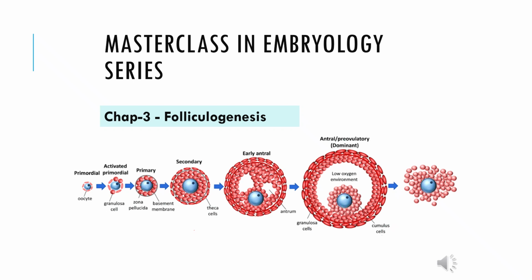Today we'll be covering Chapter 3 in the series of Master Class in Clinical Embryology, which is folliculogenesis. Folliculogenesis is the fascinating process by which ovarian follicles develop from their earliest primordial stage all the way to a mature, ovulative follicle.